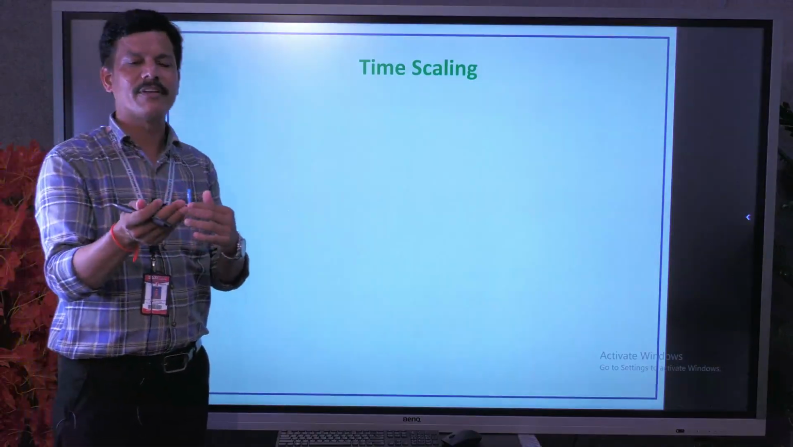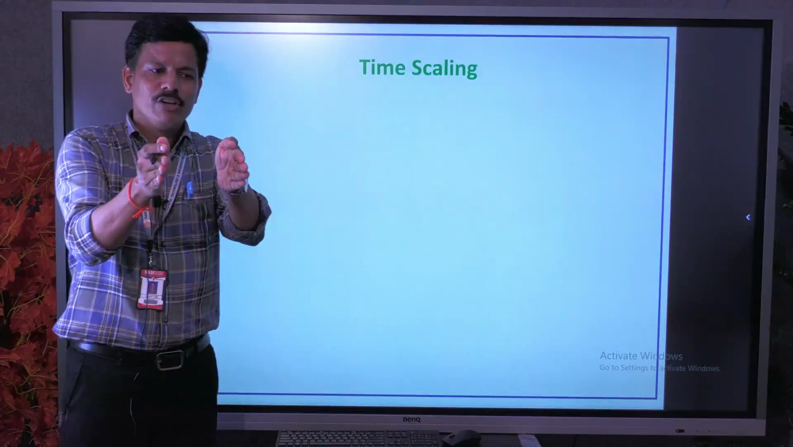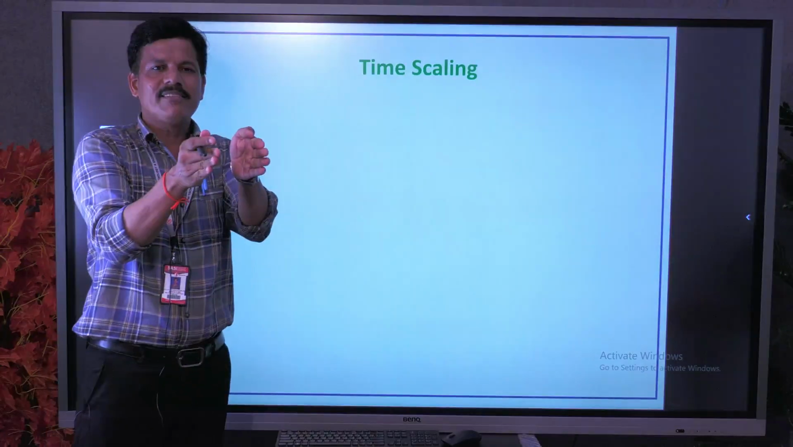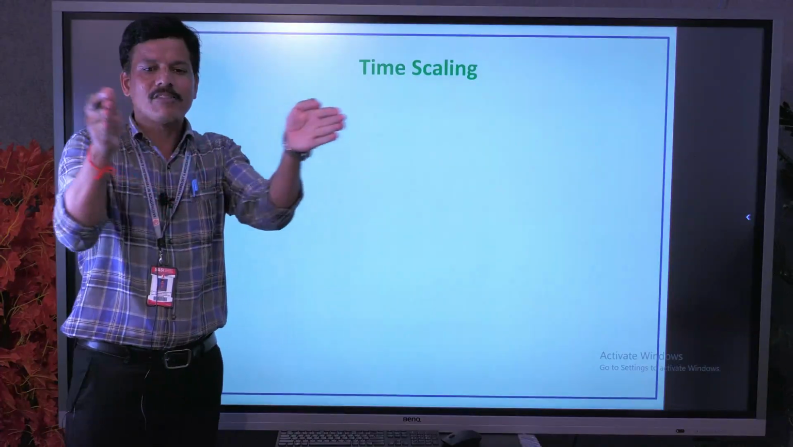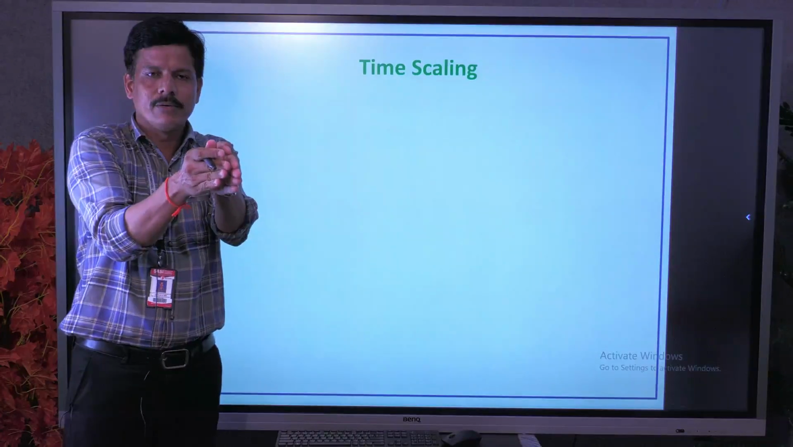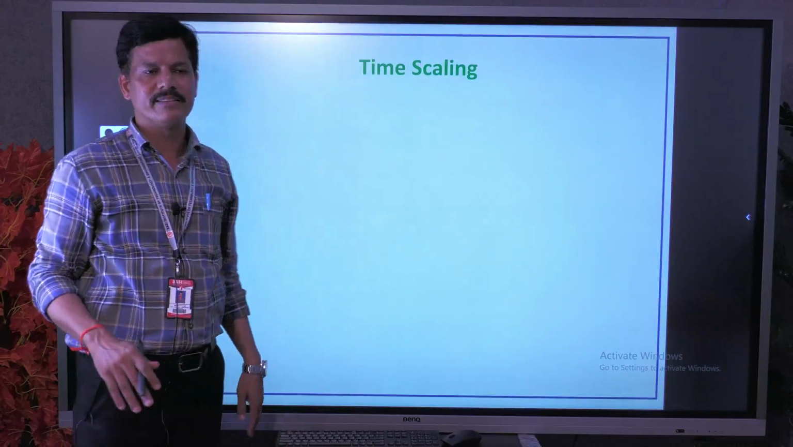Try to understand the difference between scaling and shifting. Shifting means the given signal is shifted either to right or to left completely, whereas scaling means either expansion of the signal or compression of the signal. I think the difference is very clear between shifting and scaling.